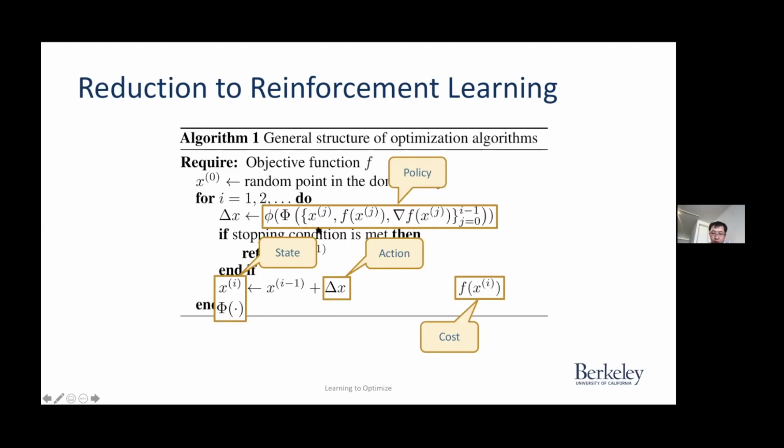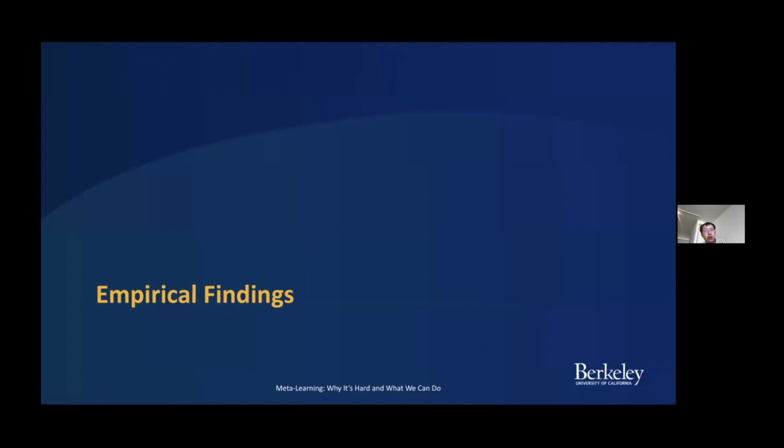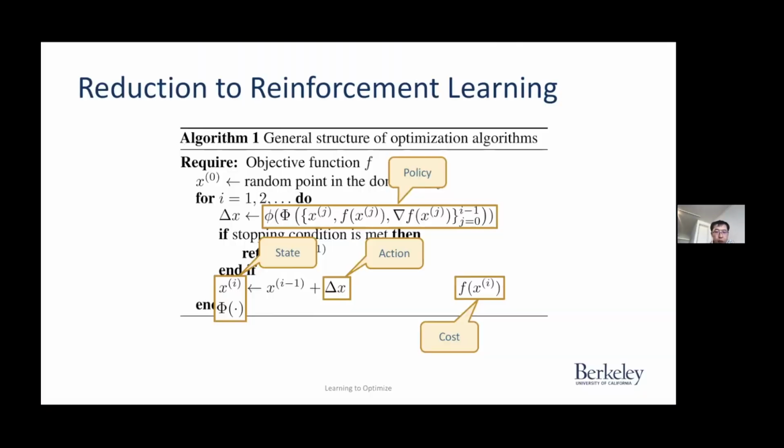the neural net that tells you, for example, given the current gradients, what your iterate or your update should be, and the cost function is essentially just going to be your objective function. All right. So before we get to the empirical findings, any questions about the formulation?